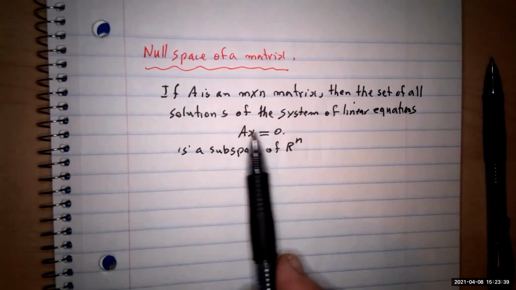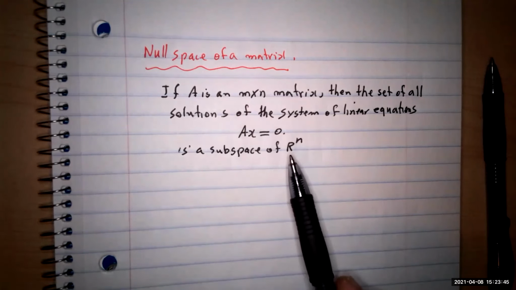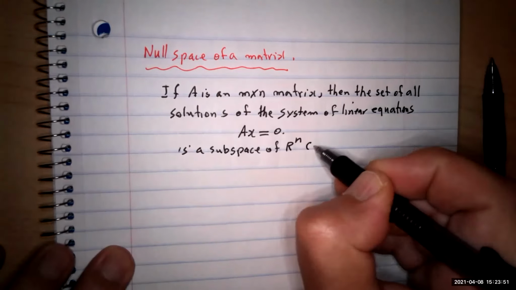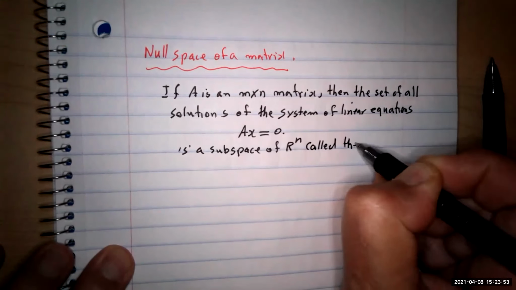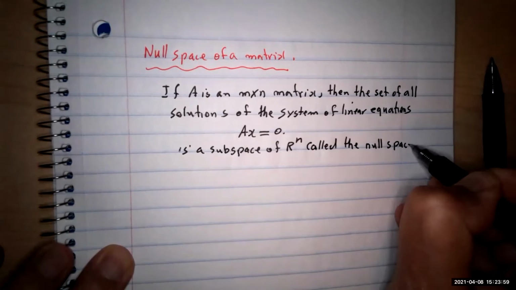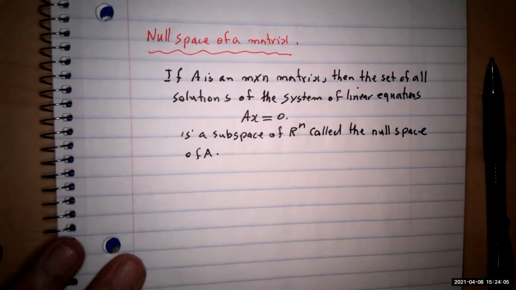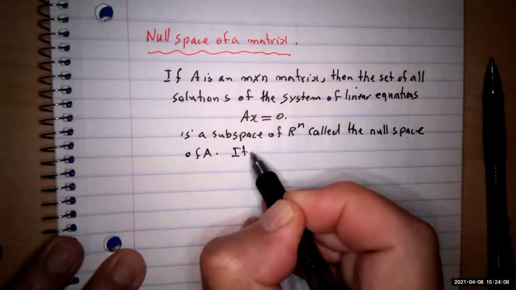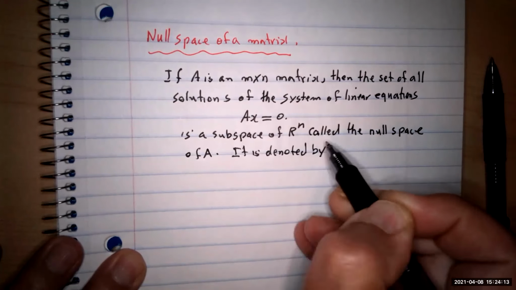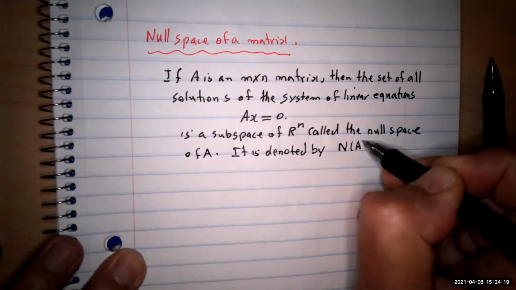So it's going to be the case that the set of all solutions of the system is going to be a subspace of Rn that we call the null space. The null space of A. It is denoted by N of A, for null, N of A.